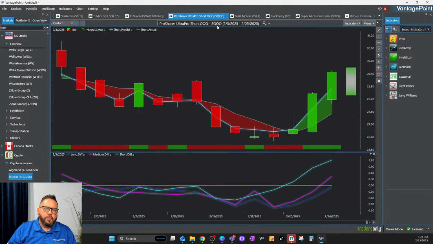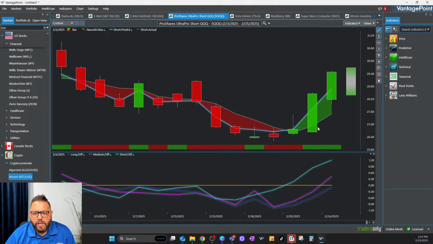It's called the Ultra Pro Short QQQ. It's from ProShares, and you can see that right at the top of the screen. So knowing that there are inverse ETFs out there and available, knowing that there is a selection that you can make in your portfolios, and this is an ETF that trades just like a stock.